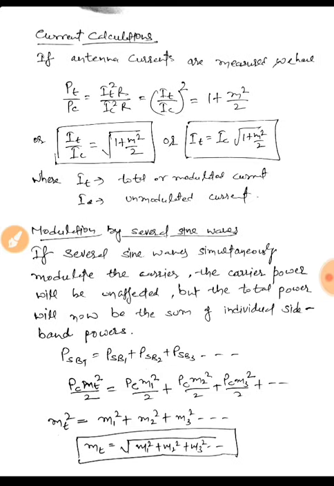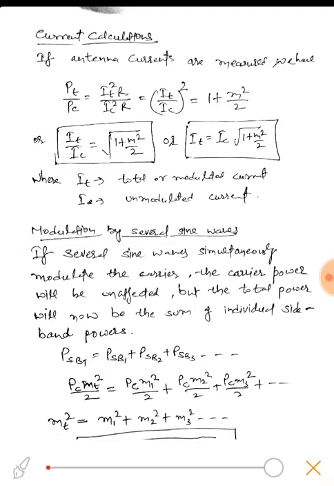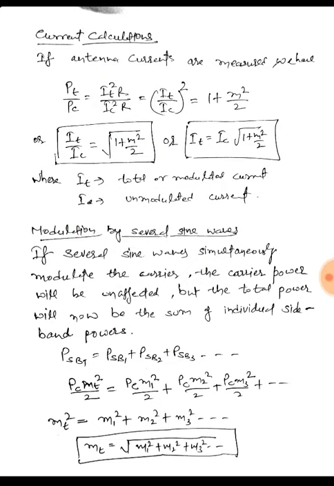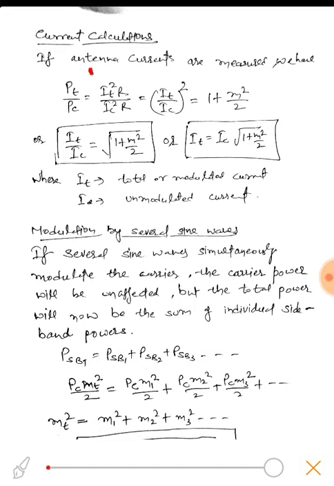So next is the current calculations. If we are given the antenna current, and the antenna resistance is R, the power in terms of current can be written as this. In terms of V, it is written as V square by R, and in terms of current it is written as I square R. So both are the same thing. If we are given current, we can also calculate the power in the current form. So this is the total power and this is the carrier power.